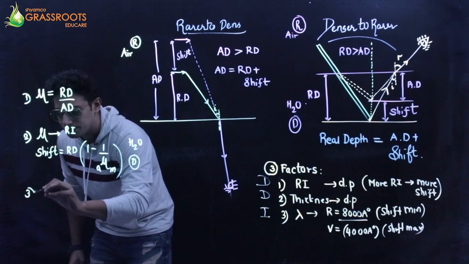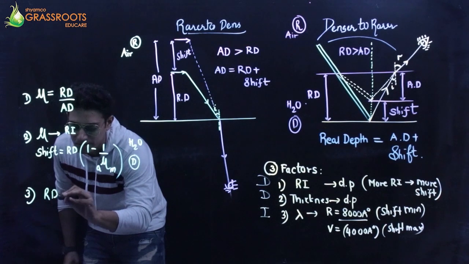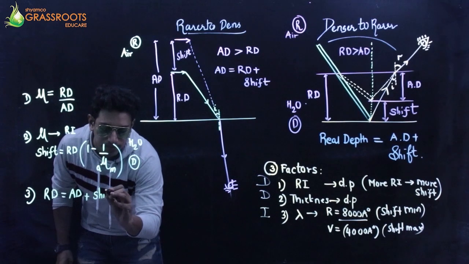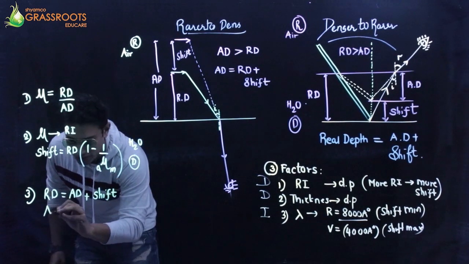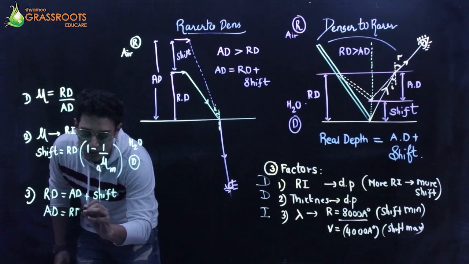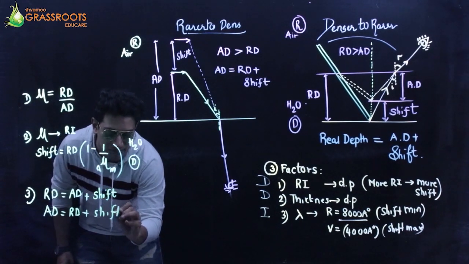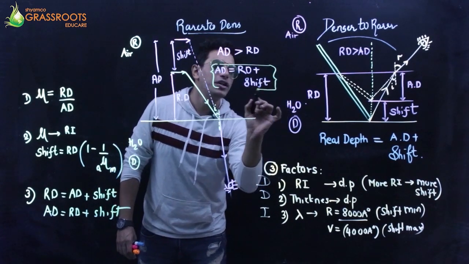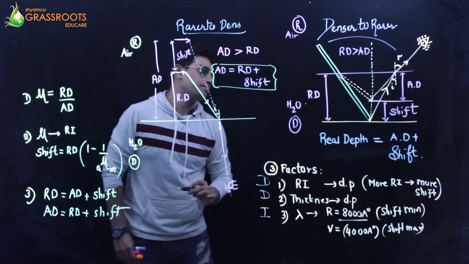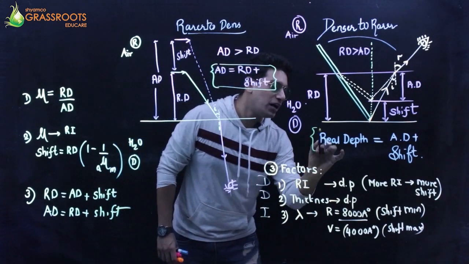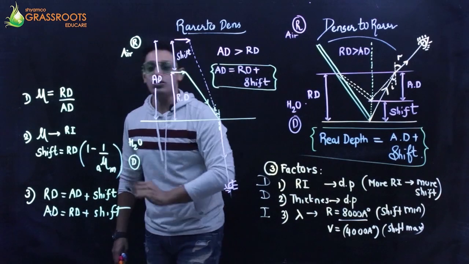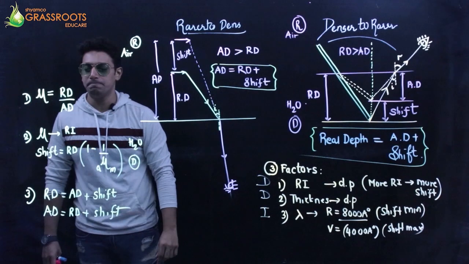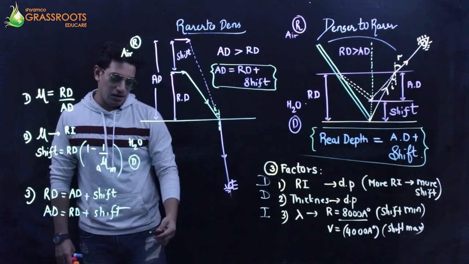And the third formula, you can say real depth is equal to apparent depth plus shift, or the other way around, apparent depth is equal to real depth plus shift. Now this all depends upon from where to where the light is traveling. According to this formula, it is the second one. And according to this formula, it is the first one. So it depends upon the propagation of light from one medium to another. So this is all in the C part.